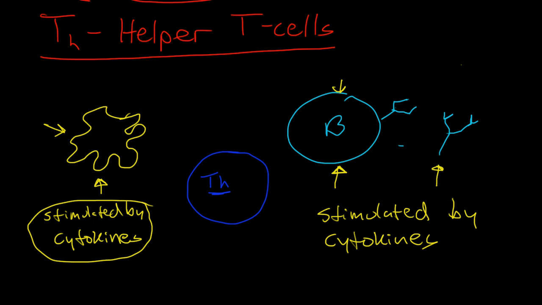And why is this necessary? Why is this process necessary? Well, the helper T cells are an important mechanism to prevent our body from overreacting to perceived threats that aren't real threats.